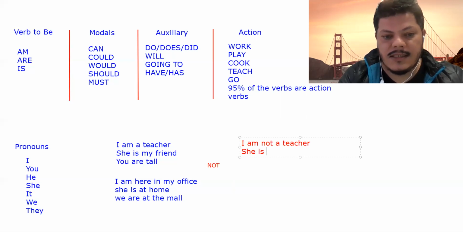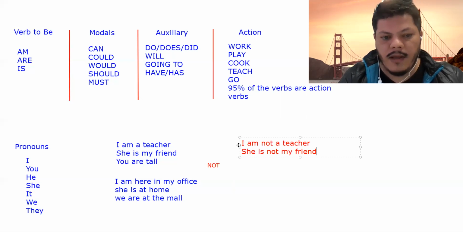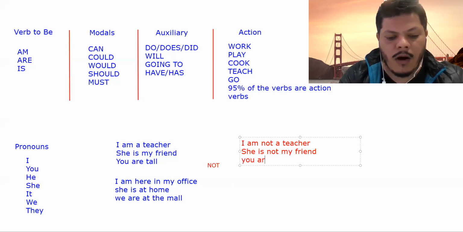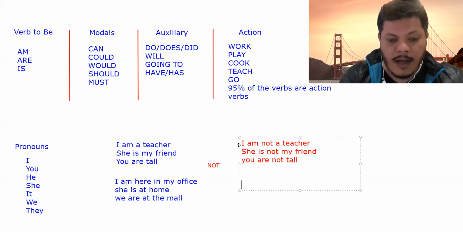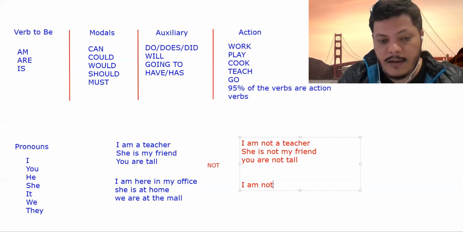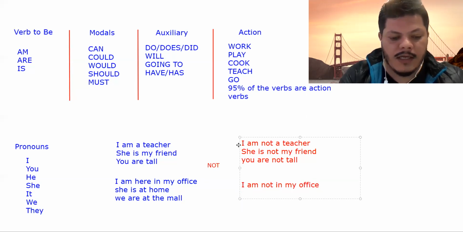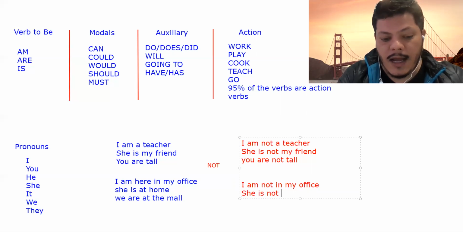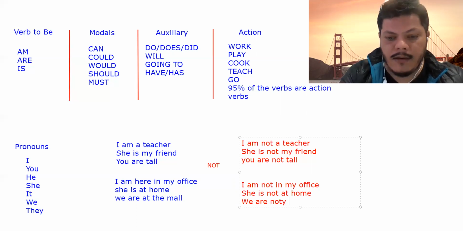She is not my friend. And the third one, you are not tall. You see there? Now the next one's here. I am not in my office. She is not at home. And we are not at the mall.